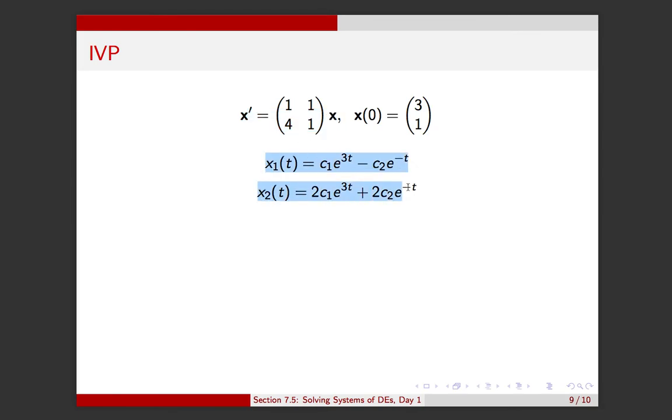And we got these two functions here. x1 must be this, x2 must be this. We know that already. Having an initial value on the problem now, what does that mean? That means just what I said, that when time is 0, x1, the top coordinate, must be 3, and x2, the bottom coordinate, must be 1.